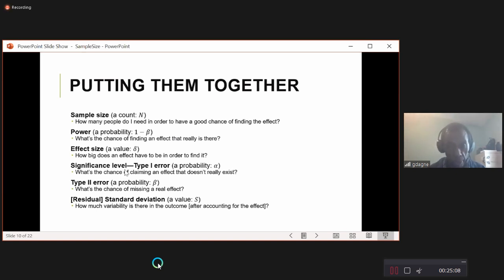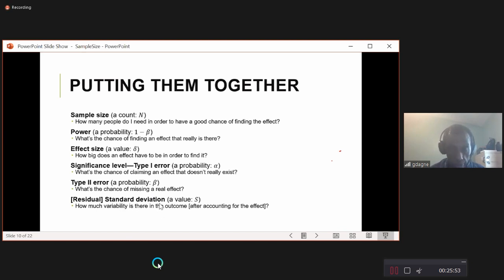Significance level, type 1 error, is usually specified ahead of time, ahead of the research. That's important. The type 1 error is related to the power, so they're connected. So what is the chance of missing a real effect? Another important thing is standard deviation. What does this mean? How much variability is there in the outcome after I adjusted for the effect? If I take the impact of the effect out, what is the remaining variability?